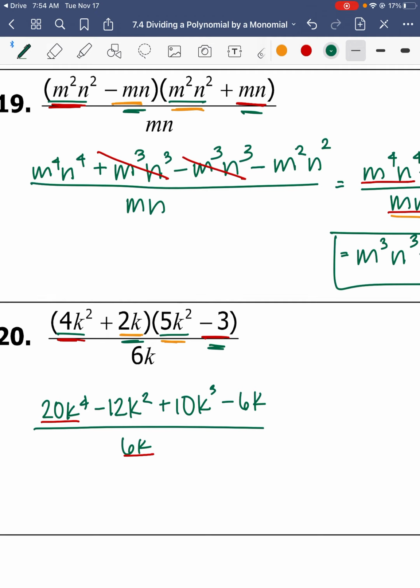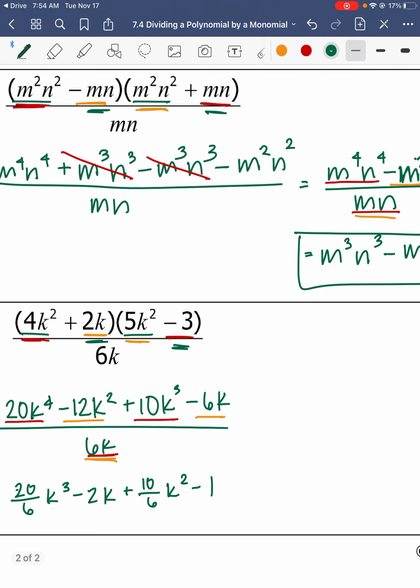So 20k^4 divided by 6k. Well, 20 divided by 6 is not a whole number, so we'll just say 20 over 6 for now. k^4 divided by k is k^3. Okay, and looking at the second term, negative 12k^2 divided by 6k is negative 2k. 10k^3 divided by 6k is also not a whole number, so it's going to be positive 10 over 6. k^3 divided by k is k^2, and then the last one here is negative 6k divided by 6k, which will give us negative 1.